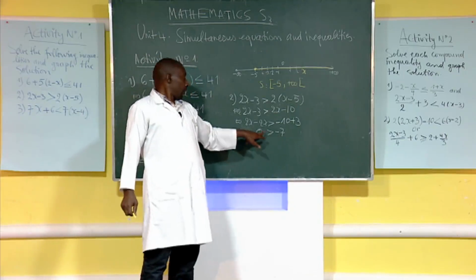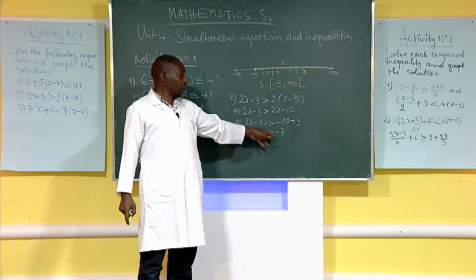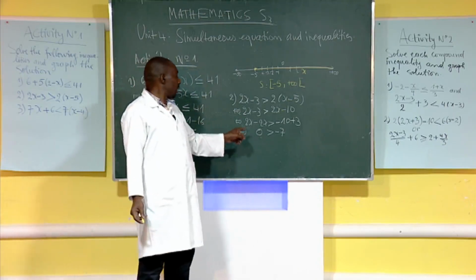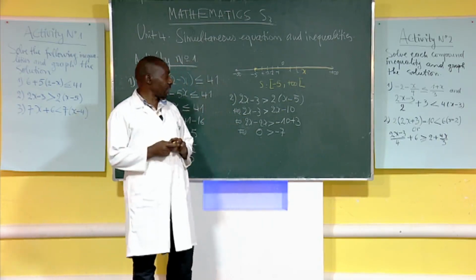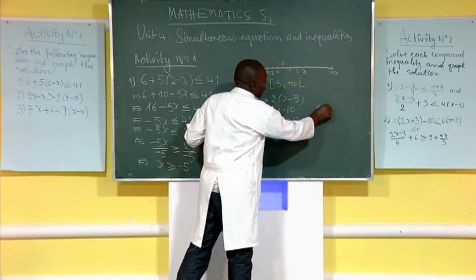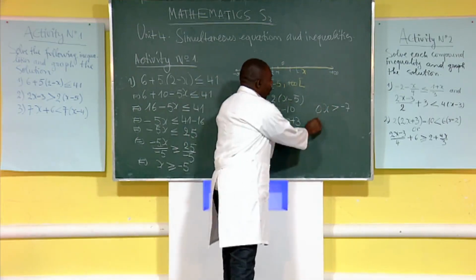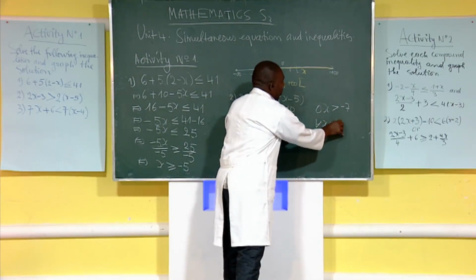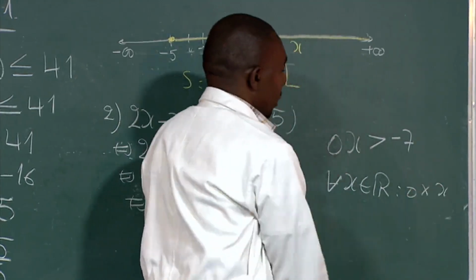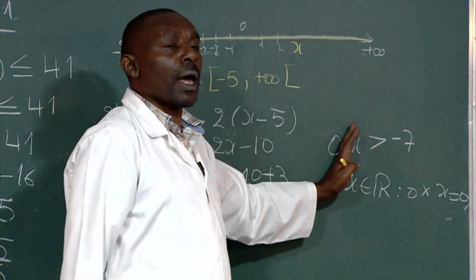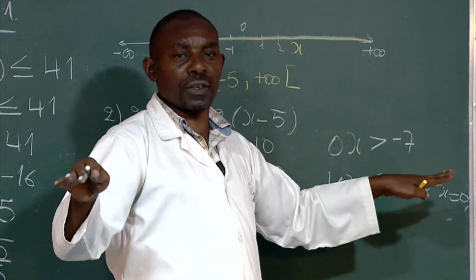Observe here, 0 is greater than minus 7. This is trivial or obvious because 0 is greater than all negative numbers. It is like 0 times x, which is greater than minus 7. You know that for any real number x, 0 times x is equal to 0. For any real number x times 0, it will be 0. And the 0 is greater than any negative number.